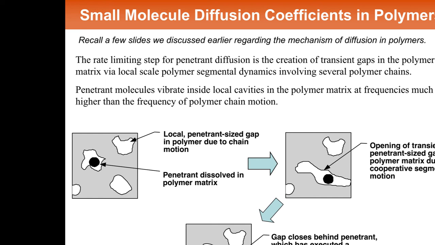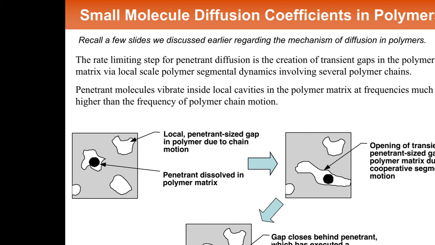And from time to time, that random motion of polymer chain segments will open a gap big enough for the penetrant to go through. And if the penetrant goes through and that gap closes behind it, then the penetrant will have executed a diffusion step. And what was this mechanism called? Did anyone remember? This is the Red Sea mechanism in the literature.